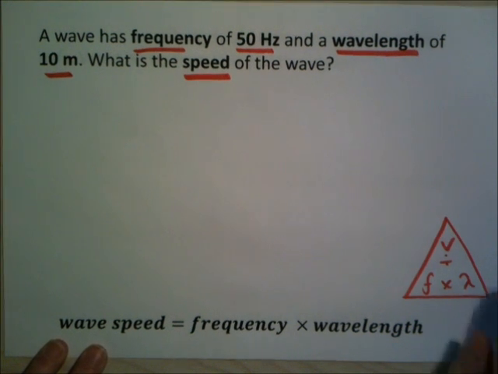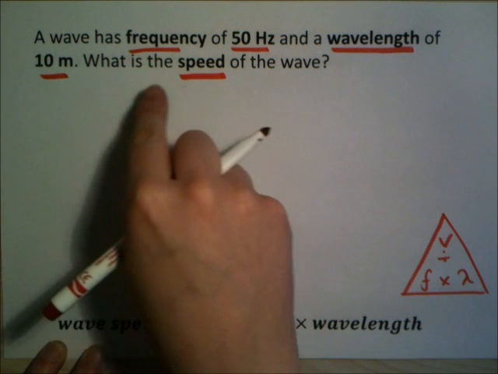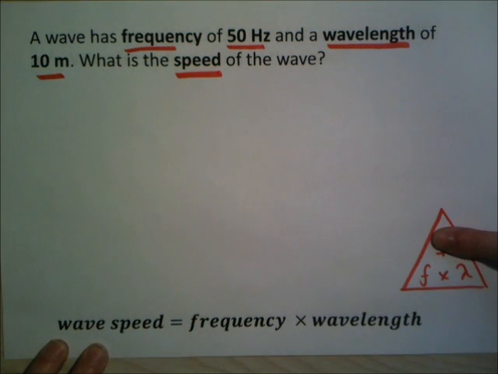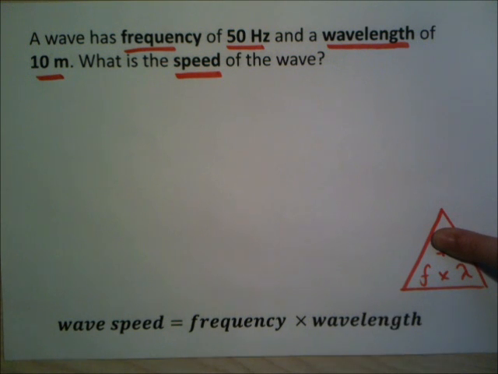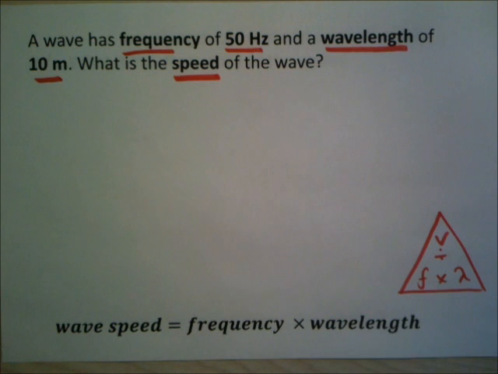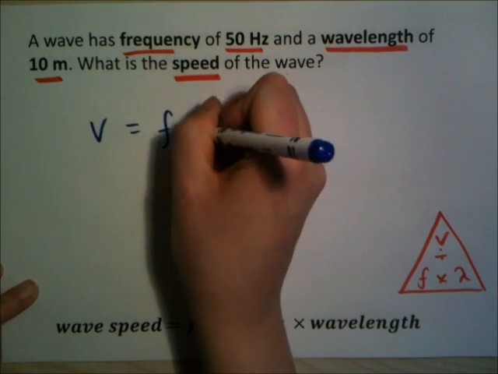So what I do for the triangle is that I cover up with my finger the one thing that I want to know. So I want to know the speed. So I cover up V. And then what's left, hopefully you can see, is the sum I need to do. F times lambda, frequency times wavelength. So, thinking about this, I'm going to write that out for me. V equals F times lambda.